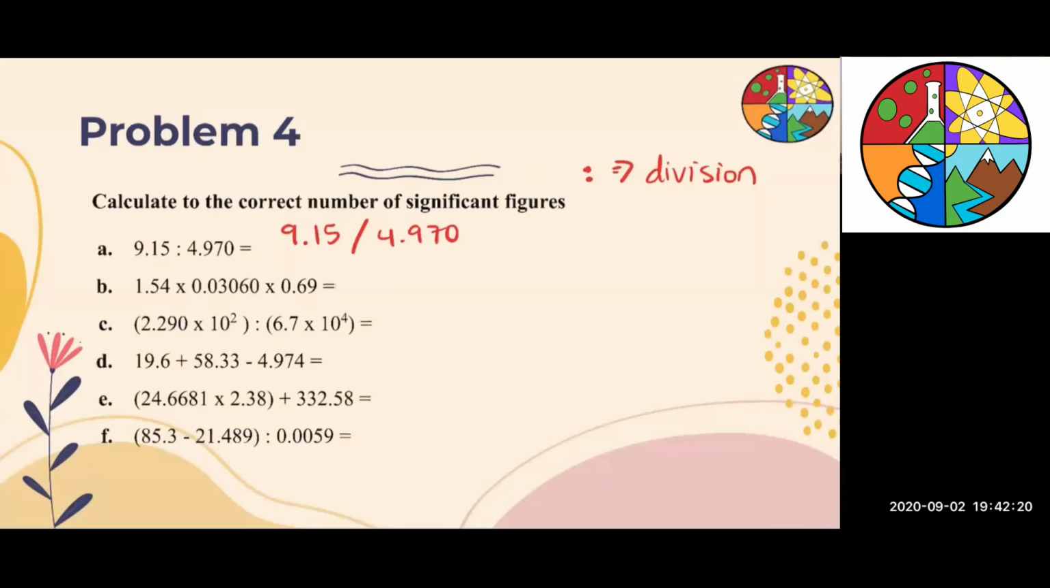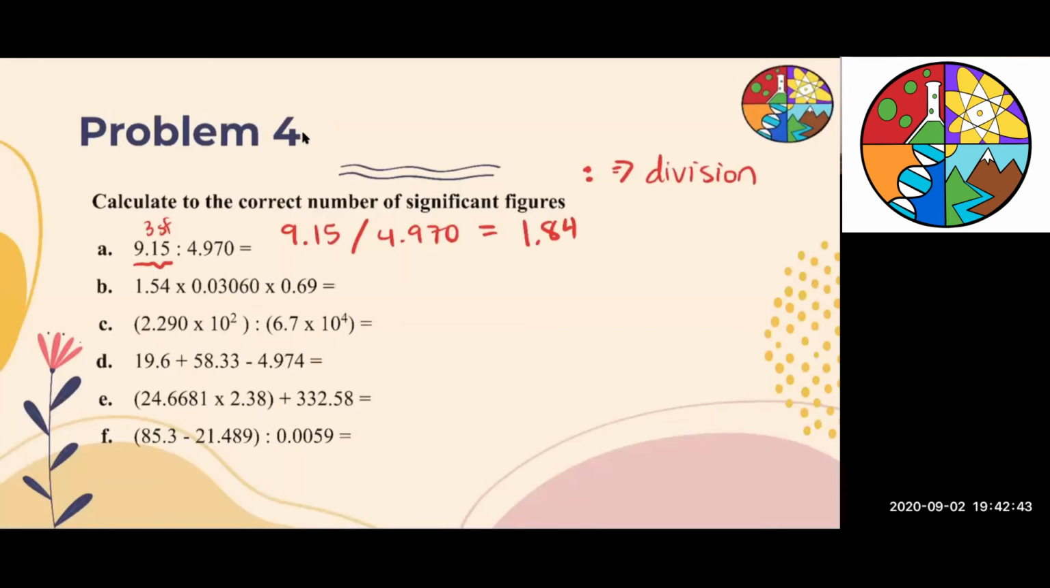Okay, so for A, Alexa, can you tell me what you got? For A, I got 1.84. Okay, 1.84. Oh, Nick put his answer too. That is correct. And that is because right here you only have 3 sig figs.